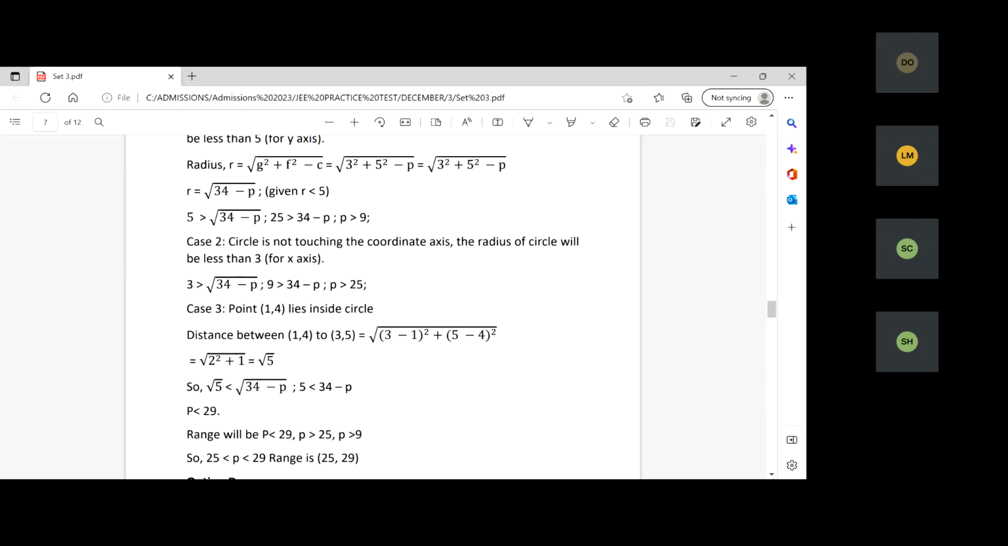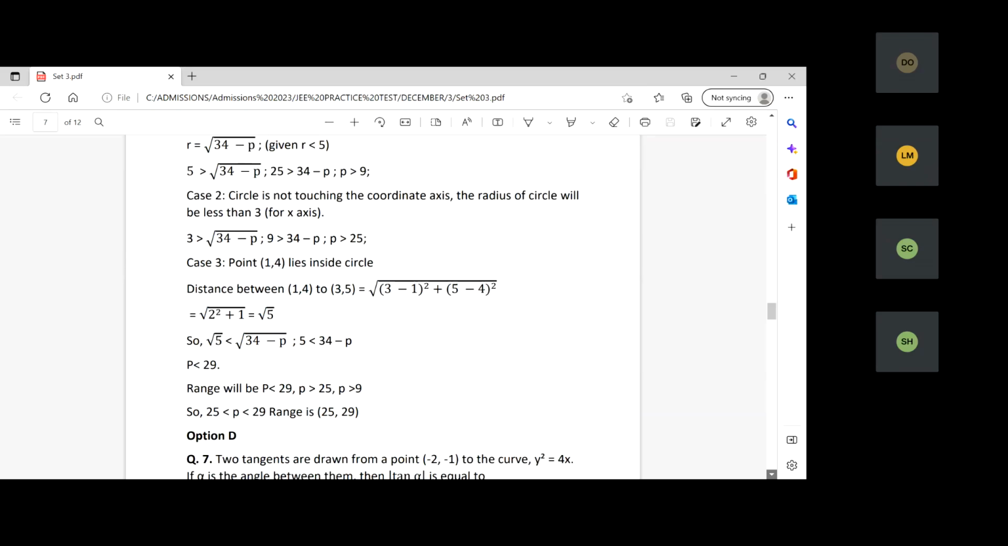So whenever a question of this format comes, you need to consider all the criteria before you solve it.